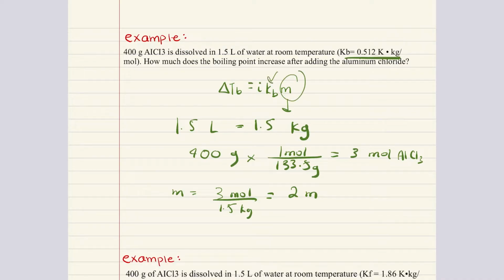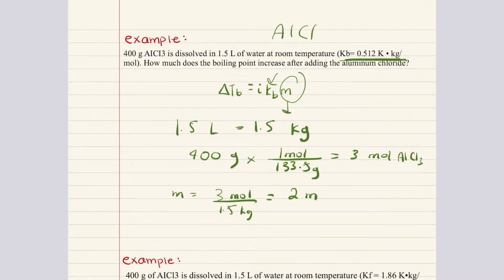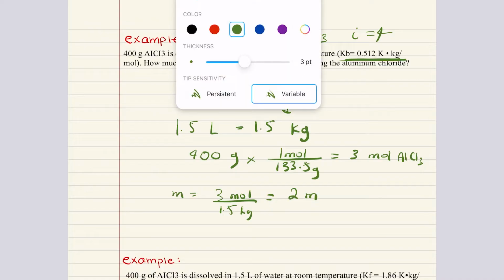Kb is given to us. What about i? i is the Van't Hoff factor. This corresponds to the number of particles into which a compound dissociates in solution. For aluminum chloride, the i is going to be equal to 4 because it breaks down to form 1 aluminum cation and 3 chloride anions. Now, with that knowledge, we can start to plug things into our expression.